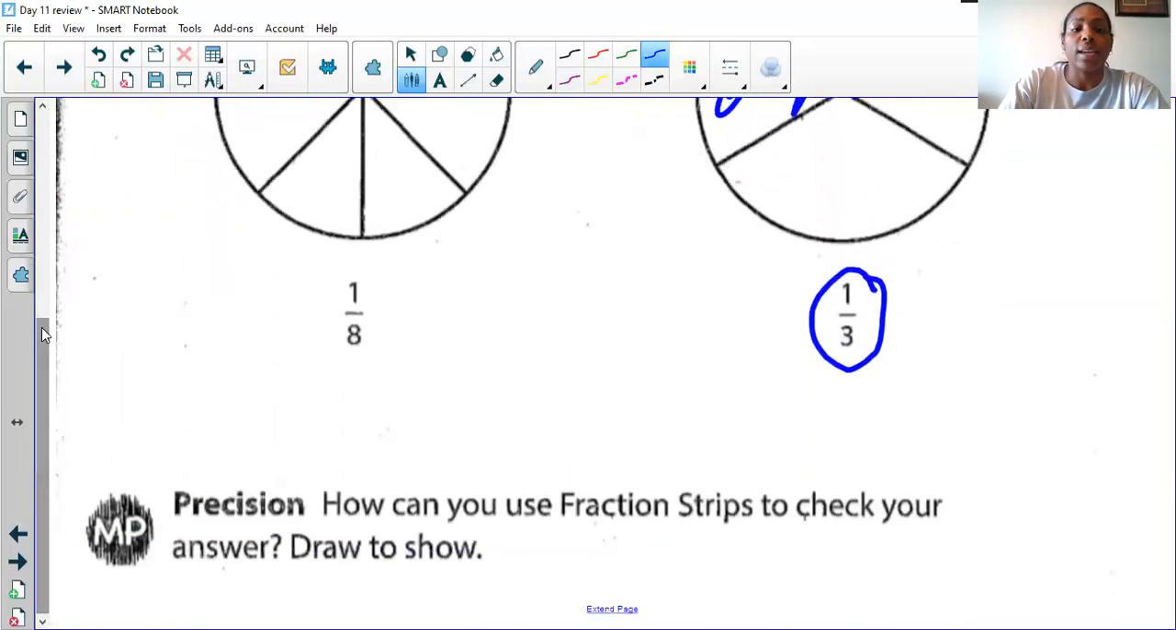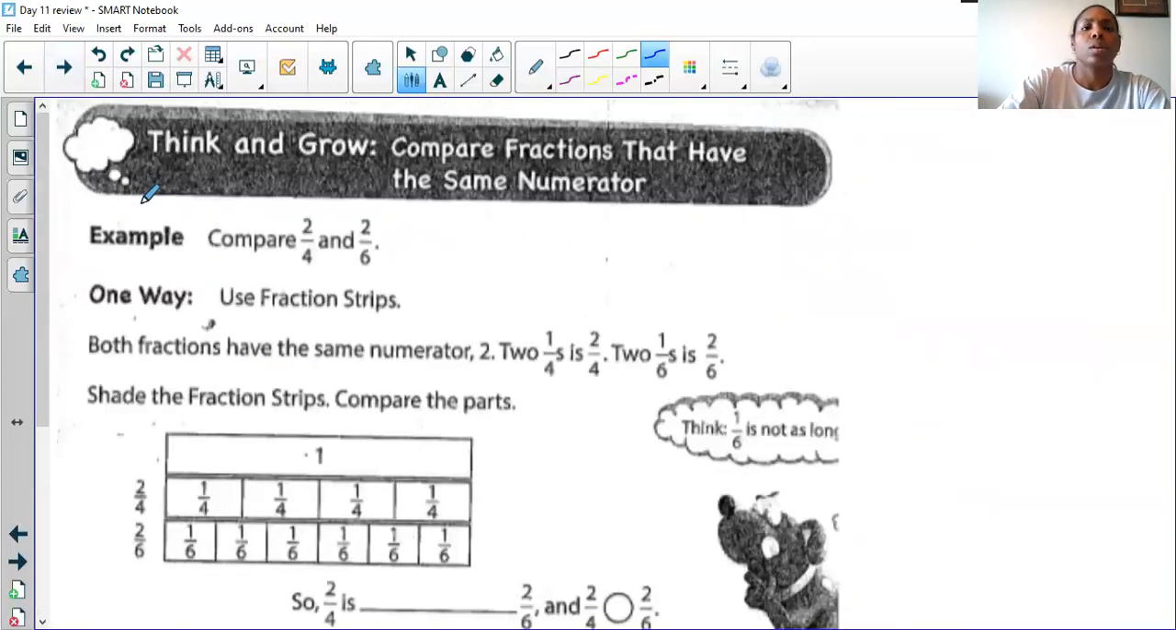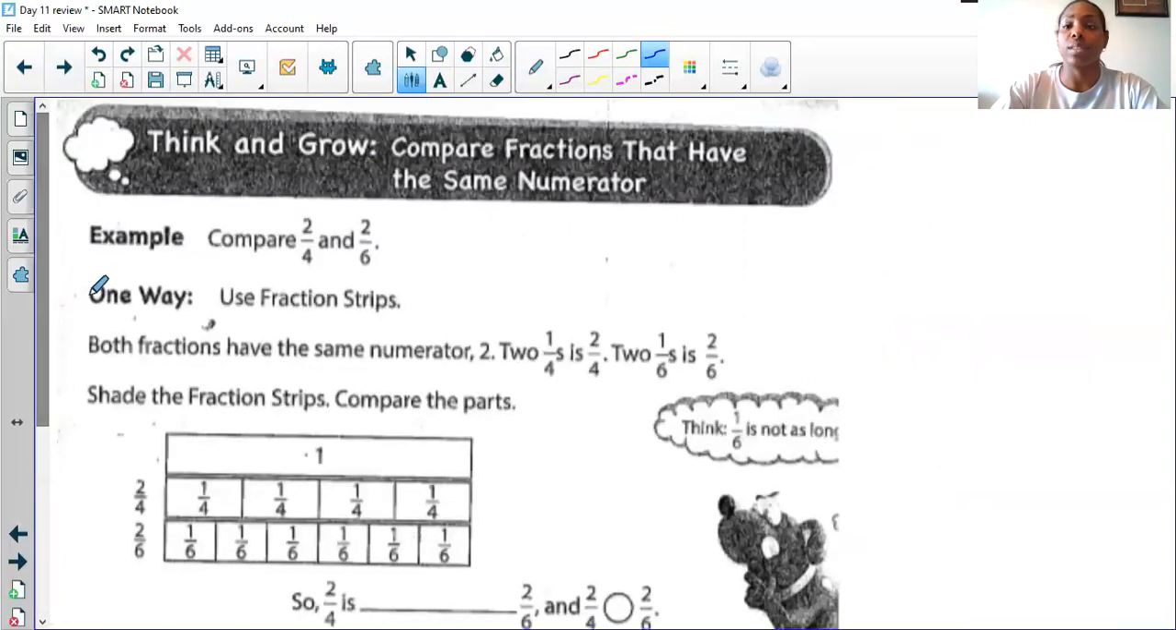Now, if you would like, you can go ahead and discuss with somebody at home how you can use fraction strips to check your answer and draw to show. But what I'm going to do is I'm going to go ahead and move on. So Think and Grow. Compare fractions that have the same numerator. So we have a couple of examples here to take a look at.